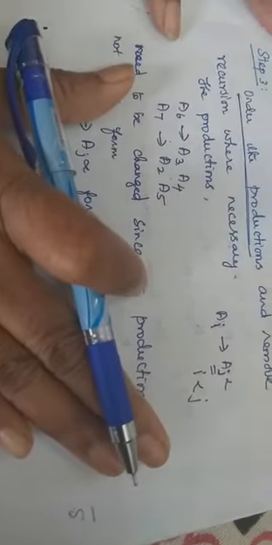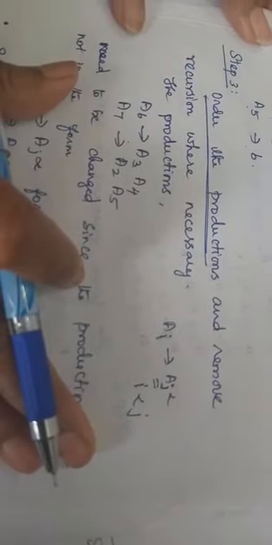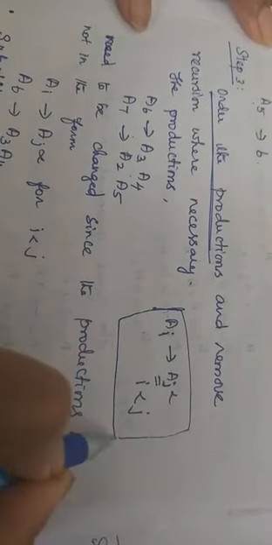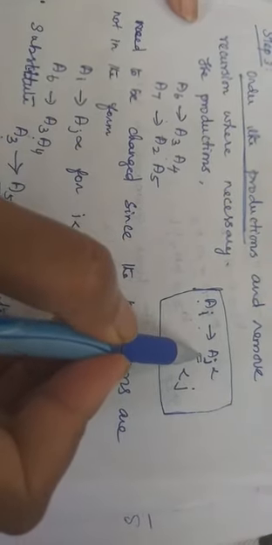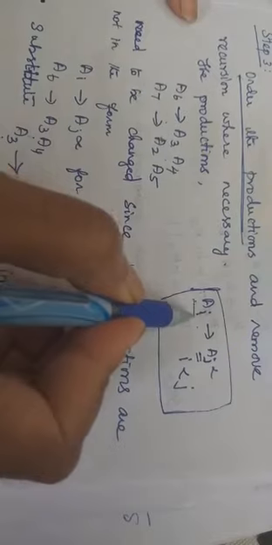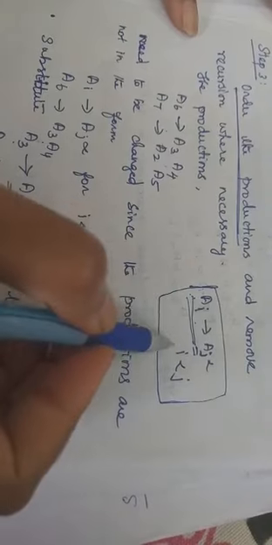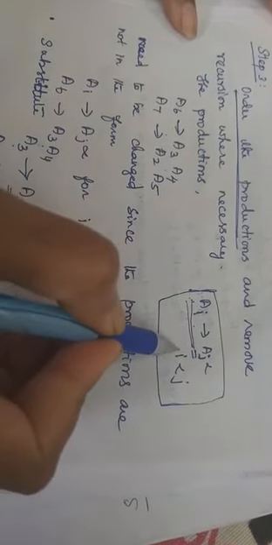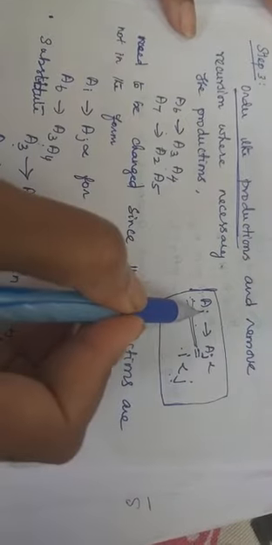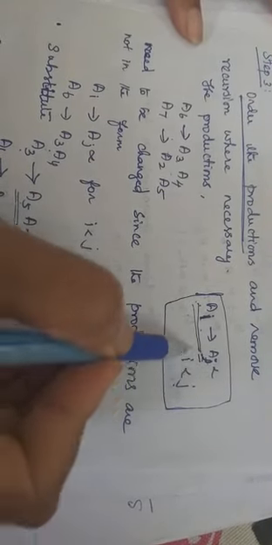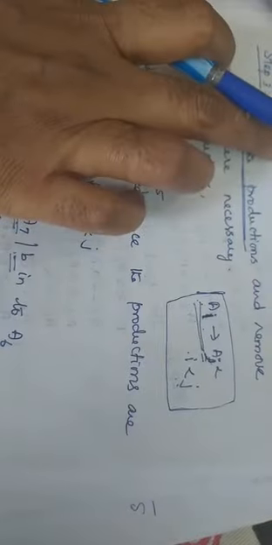So now how do we order the production? When we order the production, we have to apply the algorithm. In the algorithm they have given one rule, that is AI gives AJ. So when you have a production of this form, the I value should always be less than the J value. Whatever value you have on the left should be less than the value on the right hand side. So this is the rule applied when we order the production.